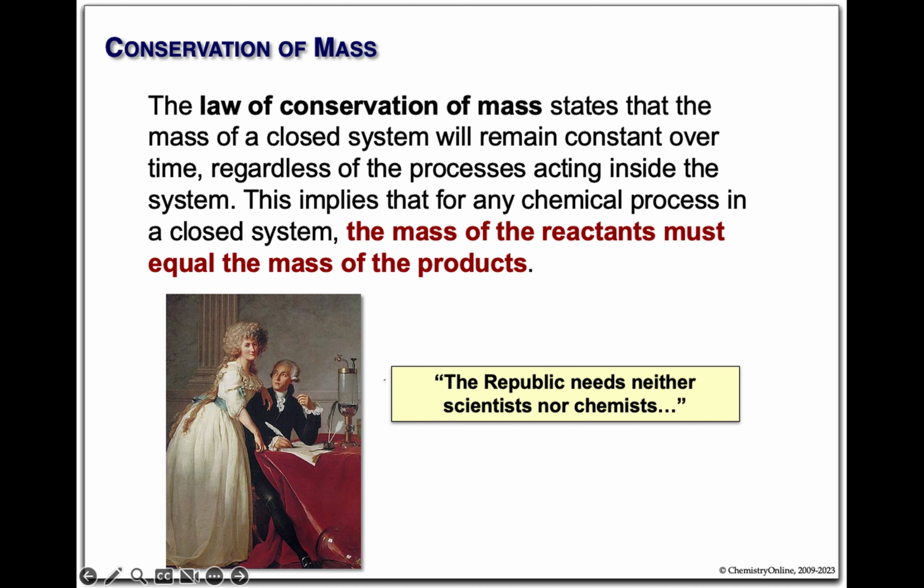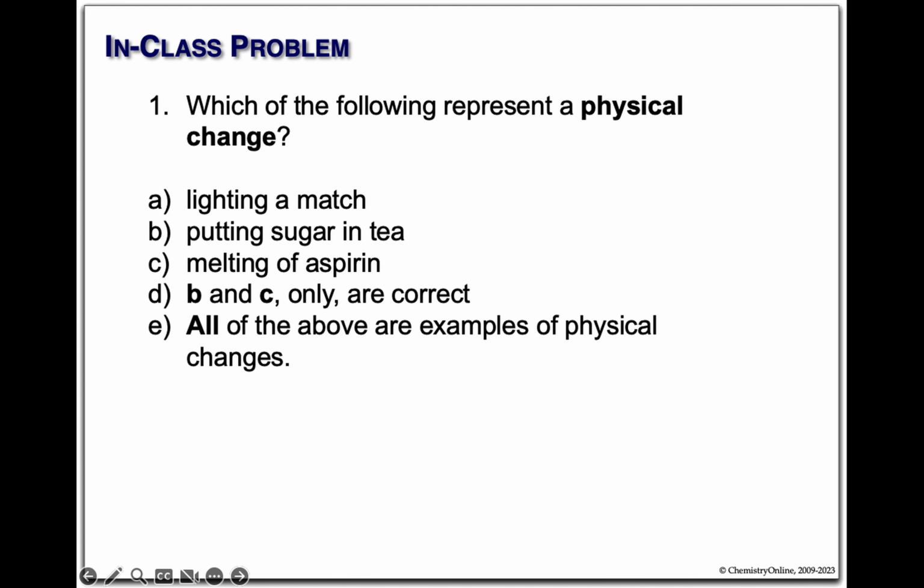All right, let's look at some more problems. Which is a physical change? Lighting a match, sugar and tea, melting of aspirin. Yes, aspirin is a substance, and it melts. When you light a match, what happens? It burns, doesn't it? You get gas forming, you get ash forming. Sugar and tea is still sugar dissolved in tea. Aspirin, whether it's melted or not, is still aspirin. B and C are physical.